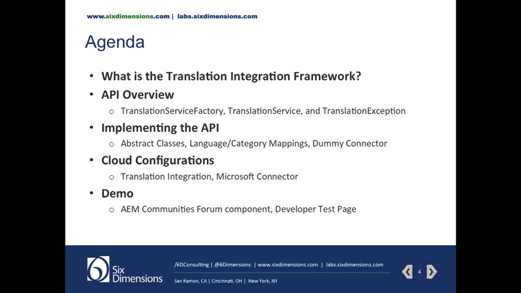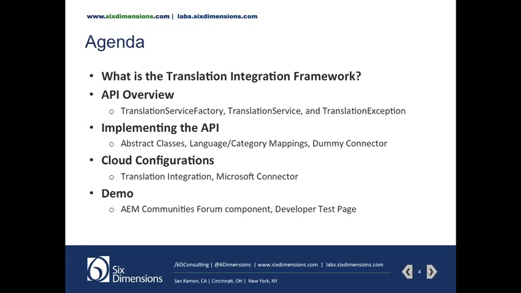A little bit more detailed. We're going to go through what exactly the translation integration framework is. Talk about the API, which has a couple different classes that get shipped with it. We're going to talk about implementing the API, so creating connectors to leverage this new API and to provide functionality that goes above and beyond the current connector that's shipped with the product, which is a Microsoft Bing translation engine.